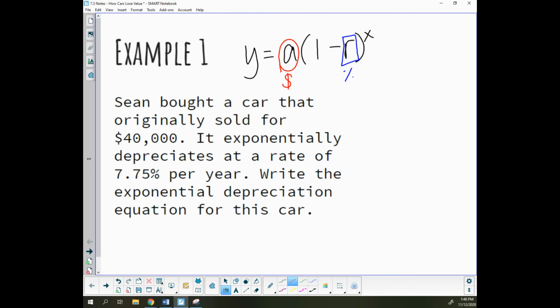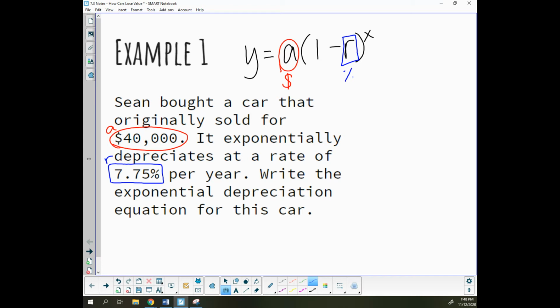So let's go ahead and read this one about Sean. Sean bought a car that originally sold for $40,000. So I'm going to go ahead and circle that and label it my A value. It exponentially depreciates at a rate of 7.75% per year. So I'm going to go ahead and mark that in as my R. We are going to write the exponential depreciation equation for this car.